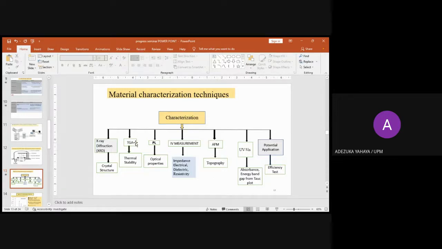Then after that, I did some characterization. I have all this characterization to do with the sample: XRD to measure the crystal structure, TGA for thermal stability, PL for optical analysis, then IV measurement for the electrical properties, AFM for topography measurement, UV for absorbance and the energy band gap that I'll get from a Tauc plot, and the potential application, that's the efficiency test.